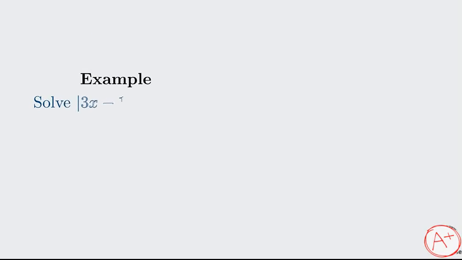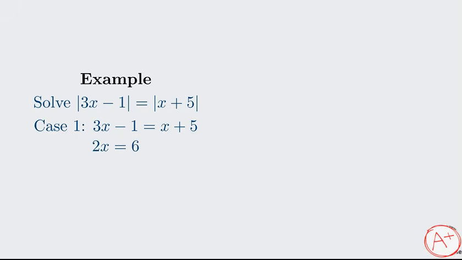Let us solve the equation. The modulus of 3x minus 1 equals the modulus of x plus 5. We will use the linear cases method. For our first case, we set the expressions inside the modulus equal to each other. Subtracting x and adding 1 gives 2x equals 6. Dividing by 2, we find x equals 3.